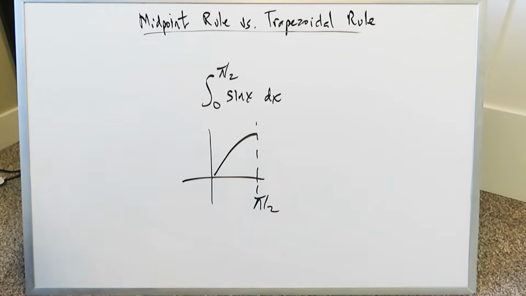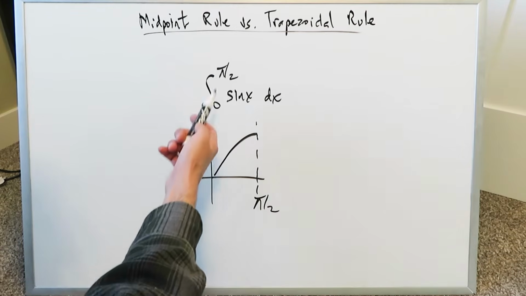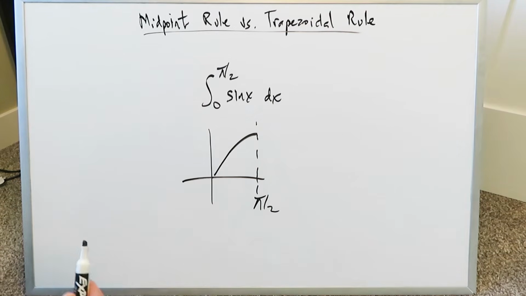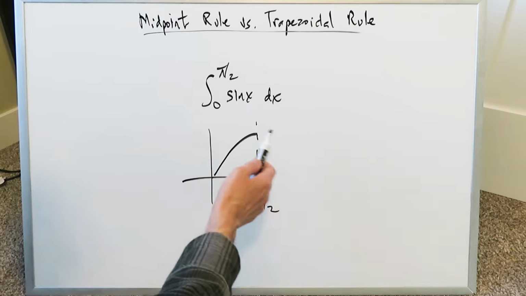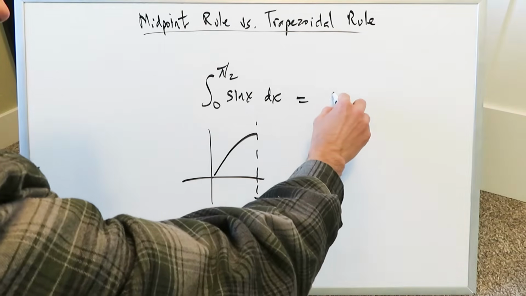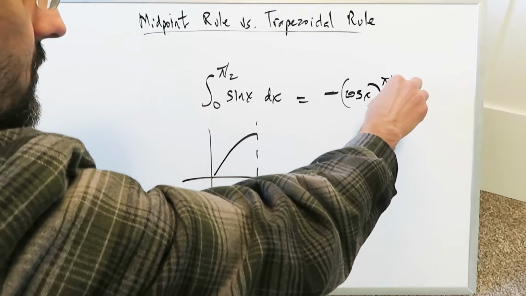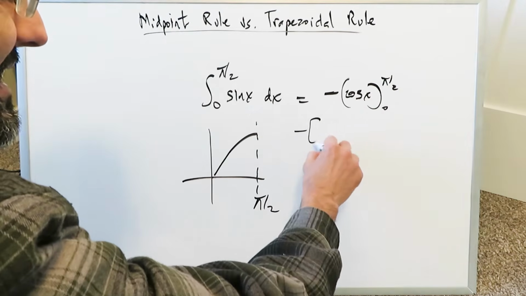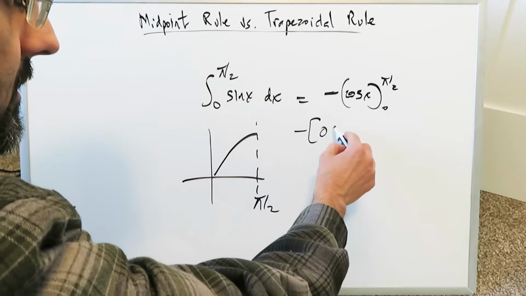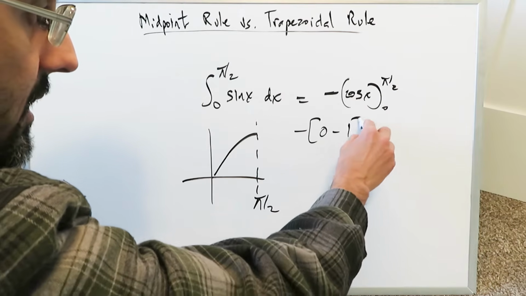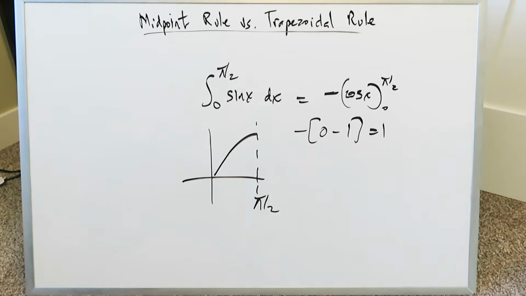You are using these approximate integration techniques in those rare instances where you have no other means available. When you're looking at sine x from 0 to pi over 2, 0 to 90 degrees, the area below the curve is very easily determined. You have an antiderivative here, minus cosine x, and you go from pi over 2 to 0. Minus cosine of pi over 2 is 0, but cosine of 0 is 1. You get an area below the curve which is 1.